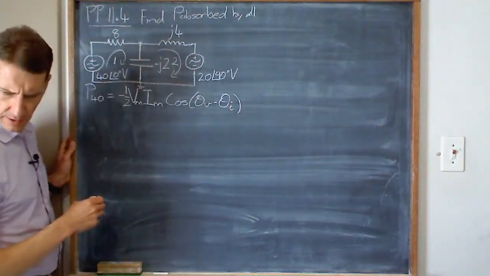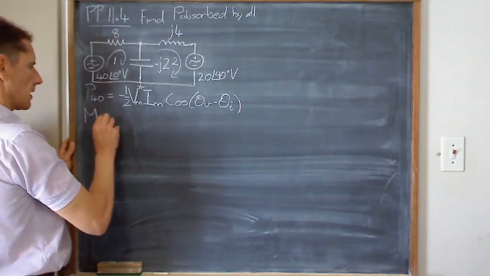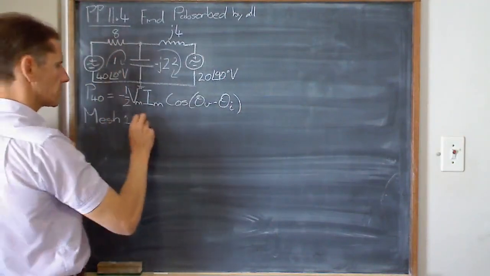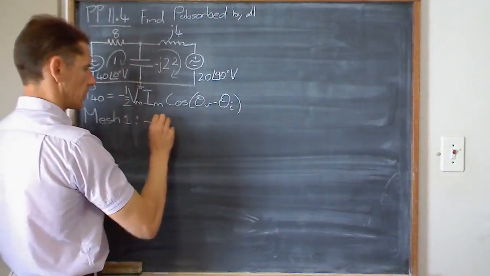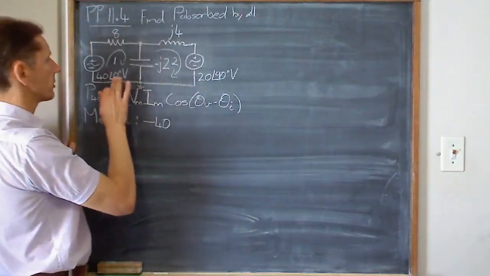But okay, I see I've done a mesh analysis over here, so let's stick with what I've done. So mesh 1, which is this one. We're starting in the minus, so it's going to be minus 40. I'm not going to spare the room for the 0 degrees.